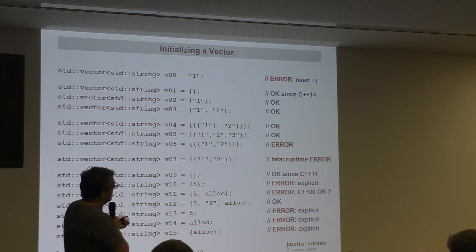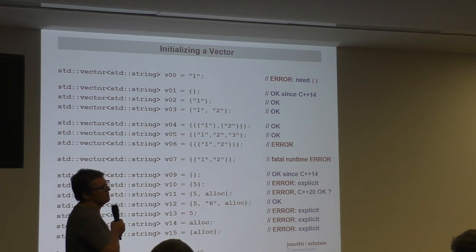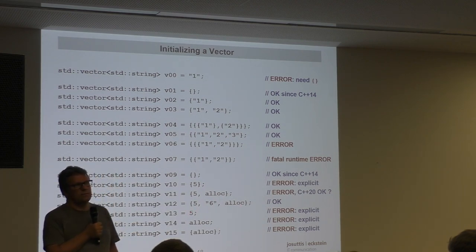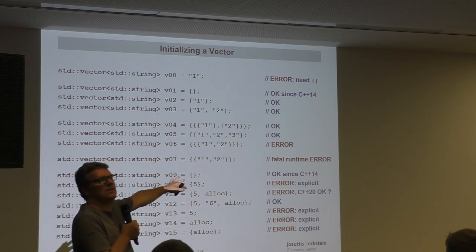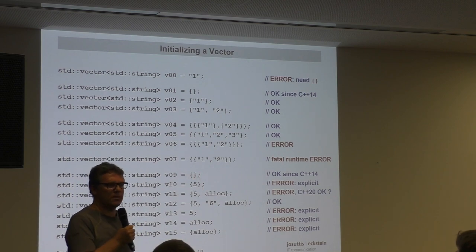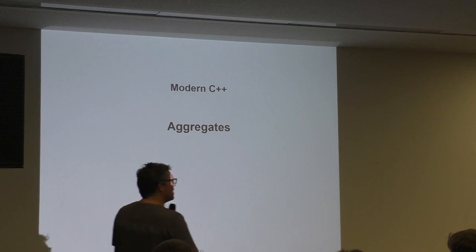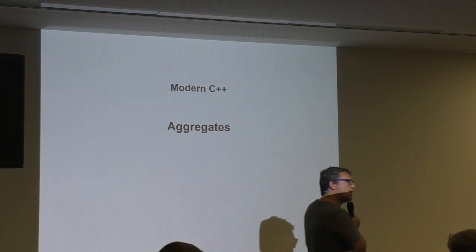So you cannot pass to a vector of string an int that fits with an allocator, but you can pass 5 strings, all being 6, with an allocator, and this all doesn't compile. I don't want to discuss all the details here, but is this a consistent scheme you can easily teach to your programmers? Okay, and it gets worse. We are not done yet.